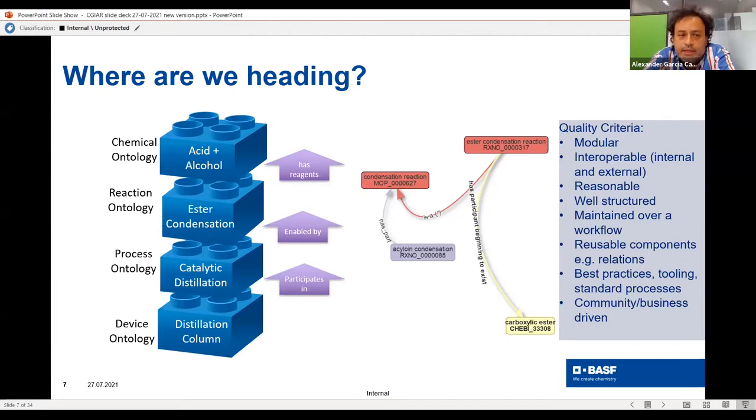What do we want to get at the end? At the end, we want to have a network of ontologies. We want to be able to say that a distillation column participates in a catalytic distillation, and that it enables an ester condensation reaction, and that in this ester condensation reaction, acid plus alcohol participate as reagents. That's pretty much the vision. That's the kind of knowledge graph that we want to have for our terminological resources.